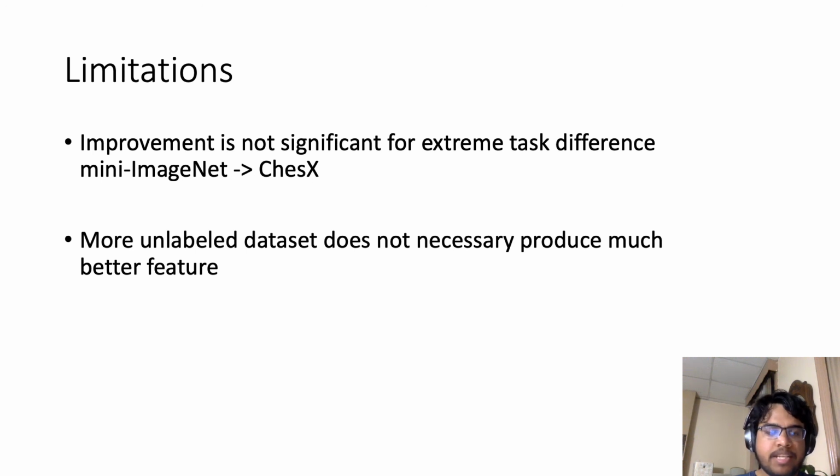Another important aspect is that more unlabeled data helps, but it doesn't necessarily help too much. For example, using 10% unlabeled data versus 75% unlabeled data has only around 2% or less than 2% performance improvement. So we expected to see more, but it shows that even with 10% unlabeled data, we can get pretty reasonable performance improvement over the vanilla cross entropy model.